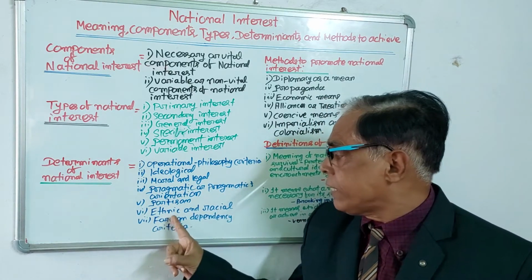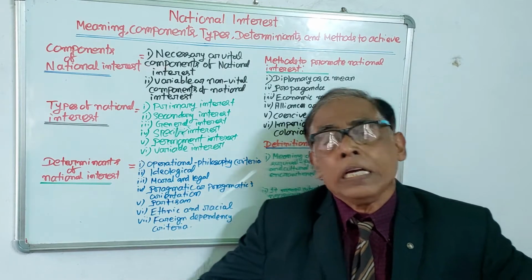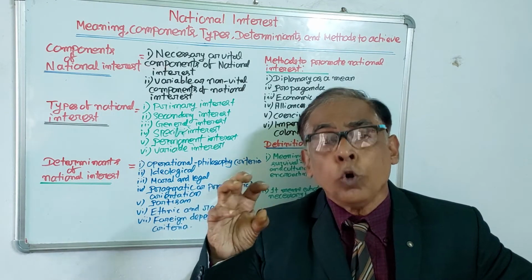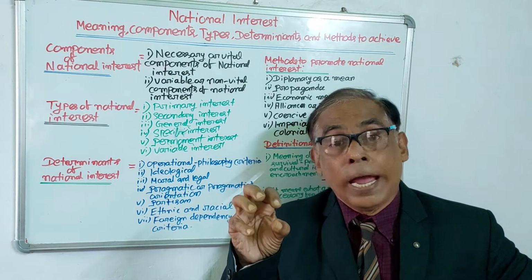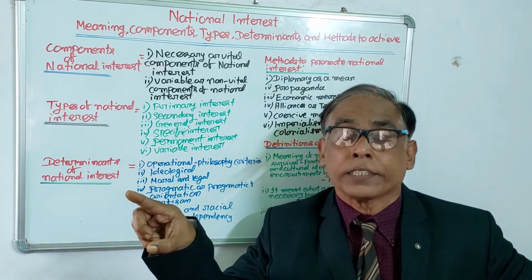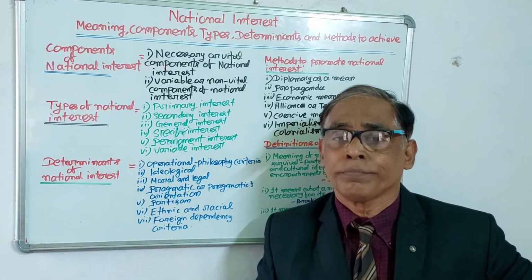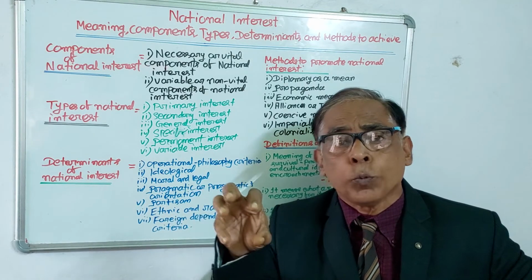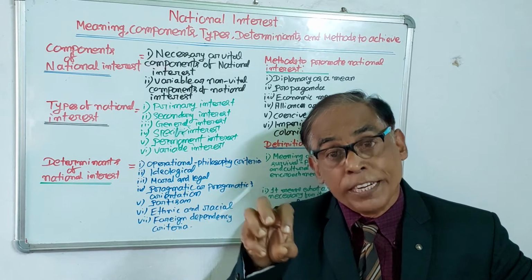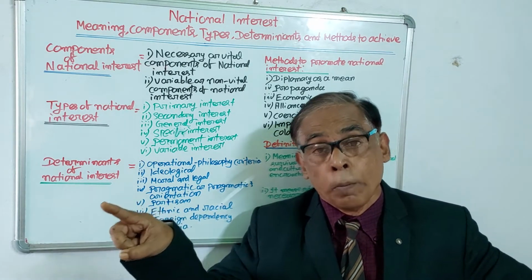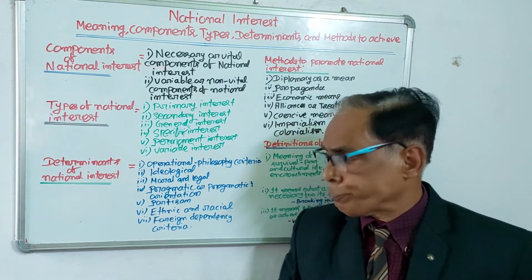And next, ethnic or racial. Ethnic or racial means whenever a group will come to power and it will be from the majority sections, it will see the benefit of majority section. If a minority group will come to power, if it will be from the minority group, it will see the interest of minority groups of the country.